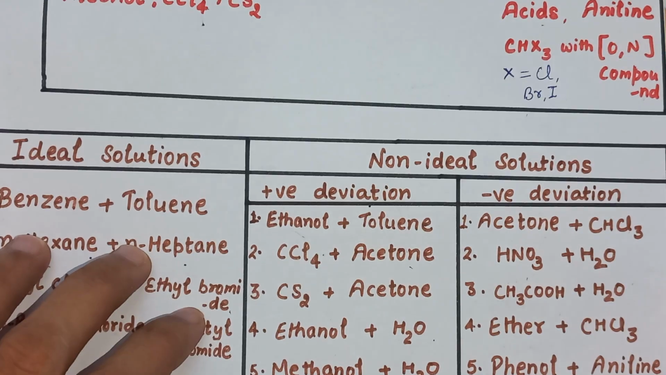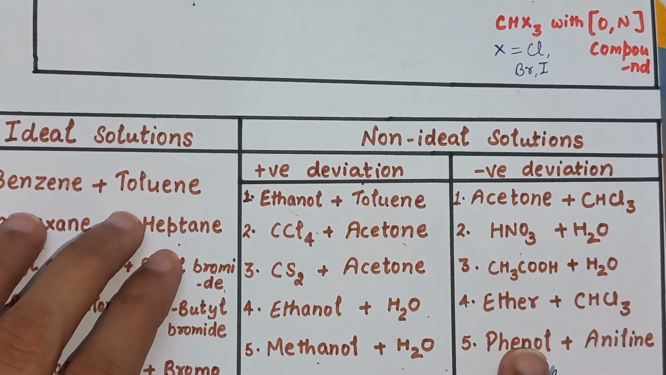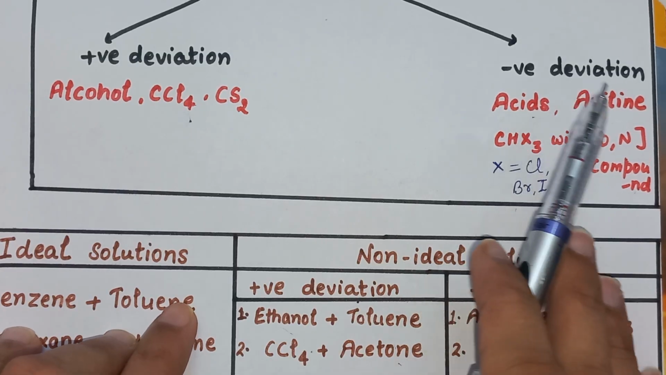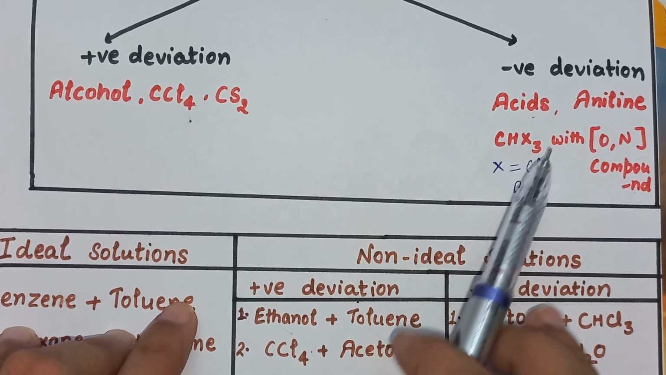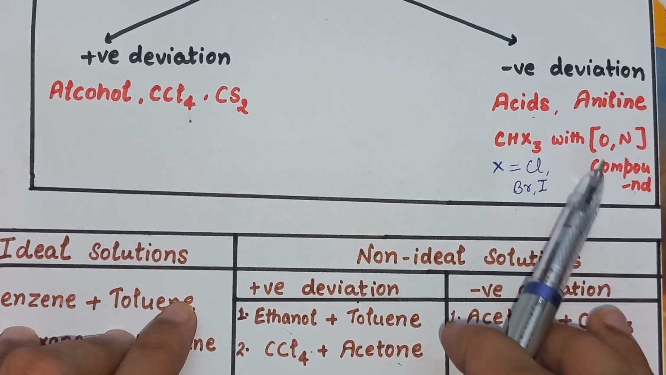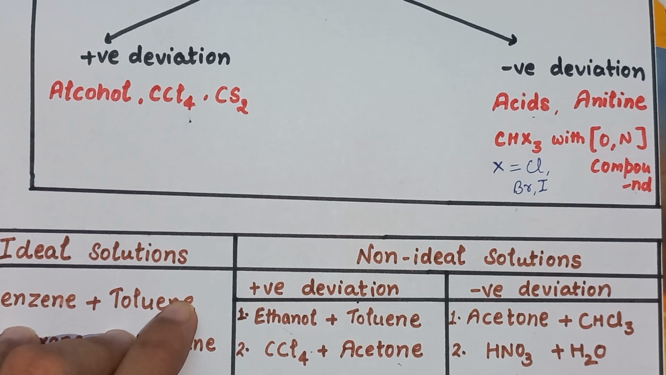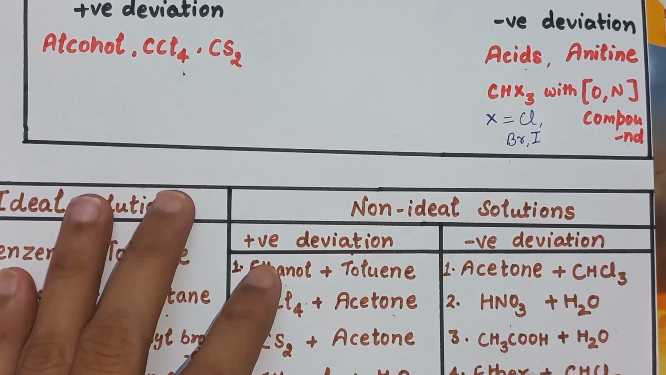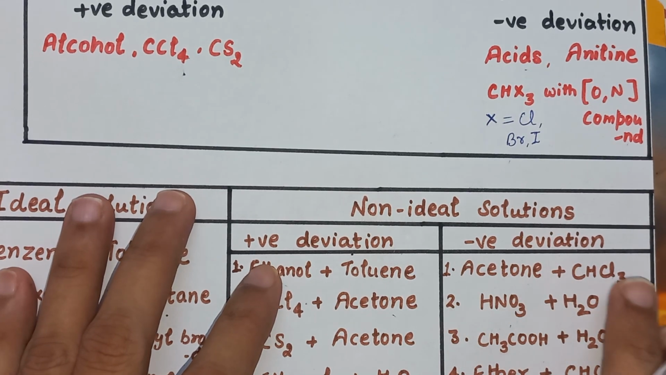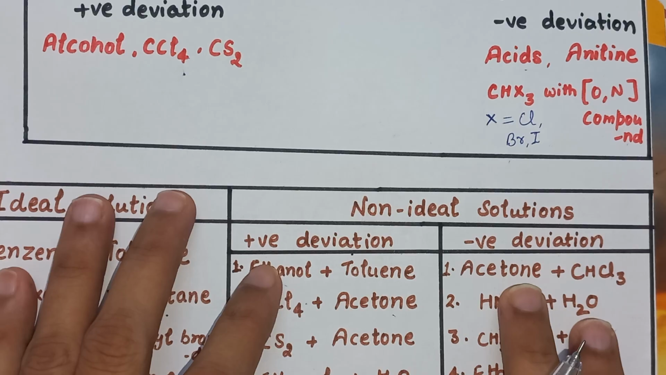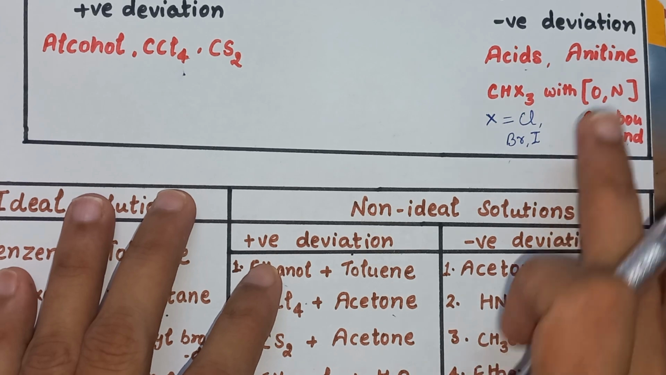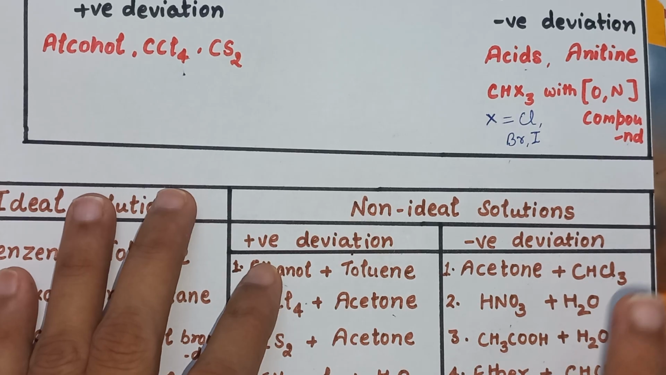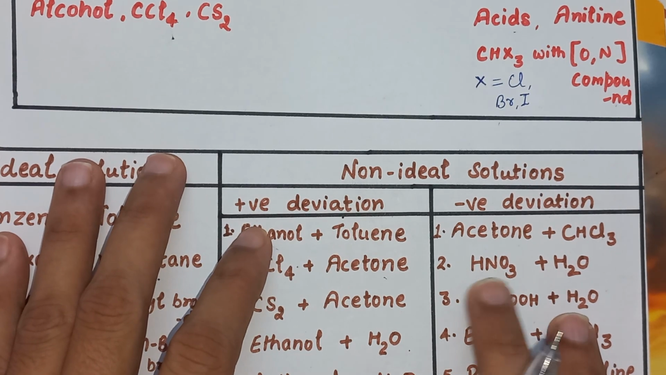Okay, now we have the non-ideal solution that shows the negative deviation. In that case we have said that one of the component may be acid, it may be aniline, or it may be chloroform, bromoform, iodoform with a compound containing the oxygen and the nitrogen atom. So examples include, first we have acetone plus chloroform. So acetone contain an oxygen atom, so therefore it belongs to this category, so it shows the negative deviation from the ideal behavior.